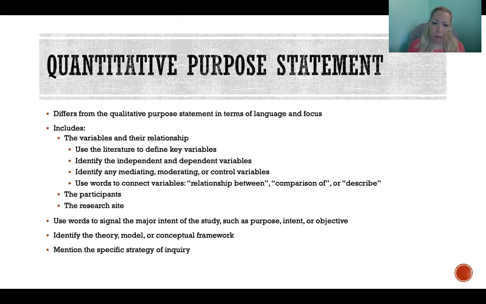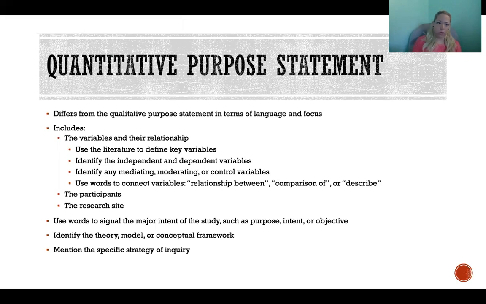Identify any mediating, moderating, or control variables, and then use words to connect the variables, like talk about the relationship between this variable and that variable, or a comparison of this list of variables, or whatever it might be. So you'll discuss the different variables, you'll include them, you'll define them if you need to, and use words that connect those variables in terms of your purpose for conducting this study. You're also going to include information about who are the participants and what is the research site or sites if you're using more than one.